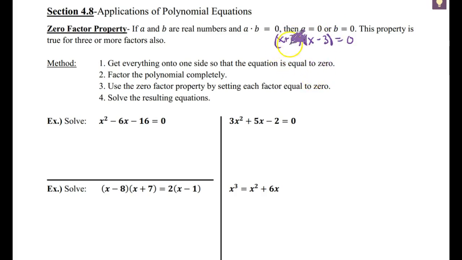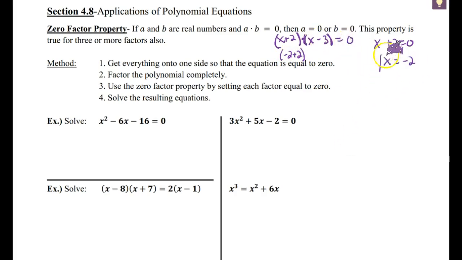Which makes sense. 0 times this quantity is going to equal 0, or 0 times this quantity is going to equal 0. So if I have two factors equaling 0 when they're multiplied together, then either that first quantity has to equal 0, which would make sense. If I solve this for x, x has to be negative 2. Then when I plug it back in, I would have negative 2 plus 2, which would give me 0, and 0 times anything is 0.